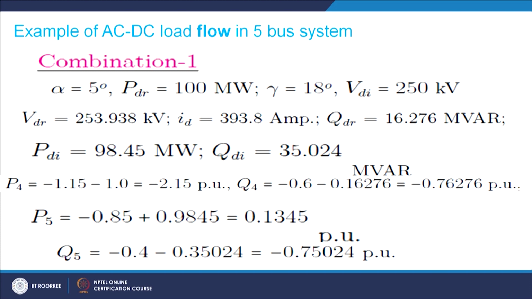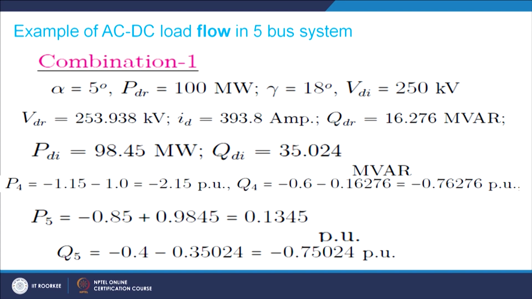Now, because everything is given in megawatt and MVAR etc., we calculate everything in actual values. I mean, we do not do the calculation on the DC side in per unit values, we do the calculation at the DC side in actual values. So, when we do these calculations in actual values by following these steps, we get VDR is equal to this value, ID is equal to this, QDR is this, PDI, QDI, everything. So, all these values are known.